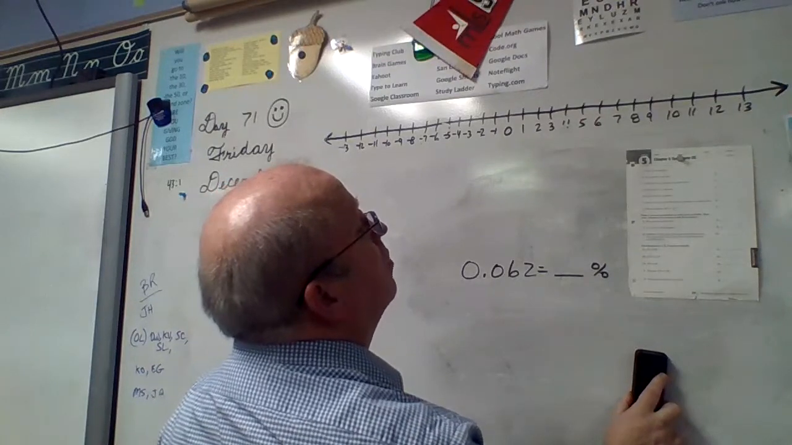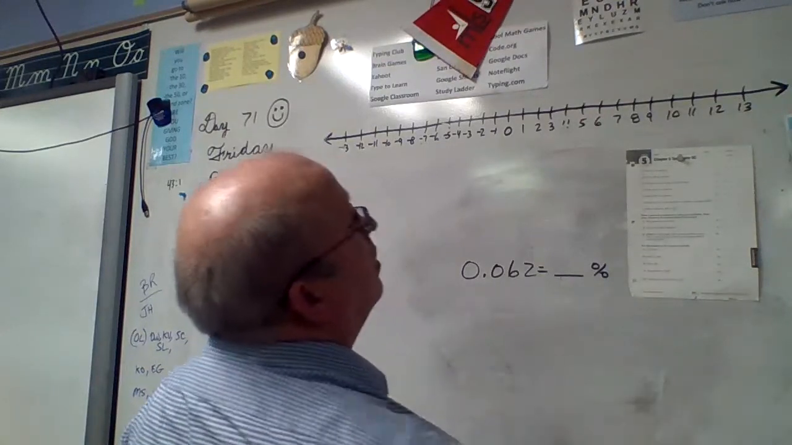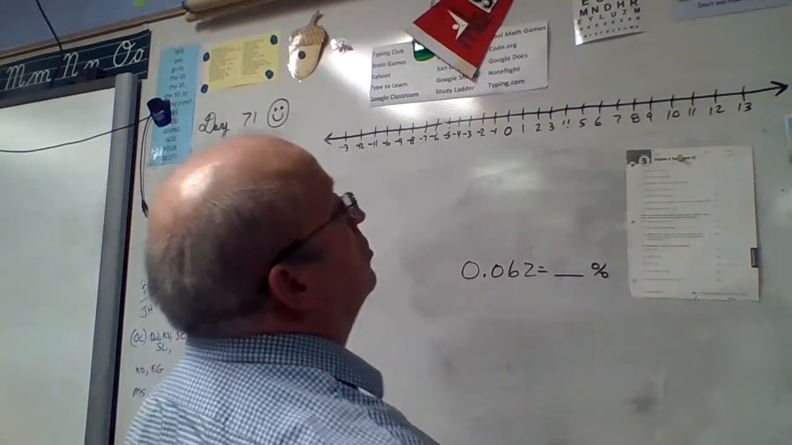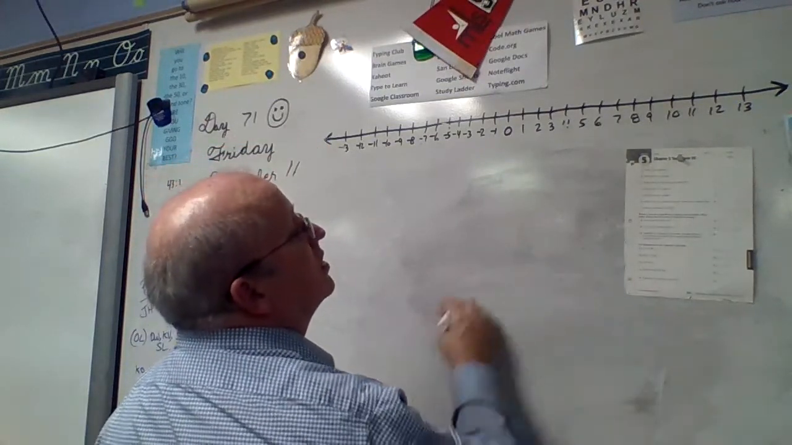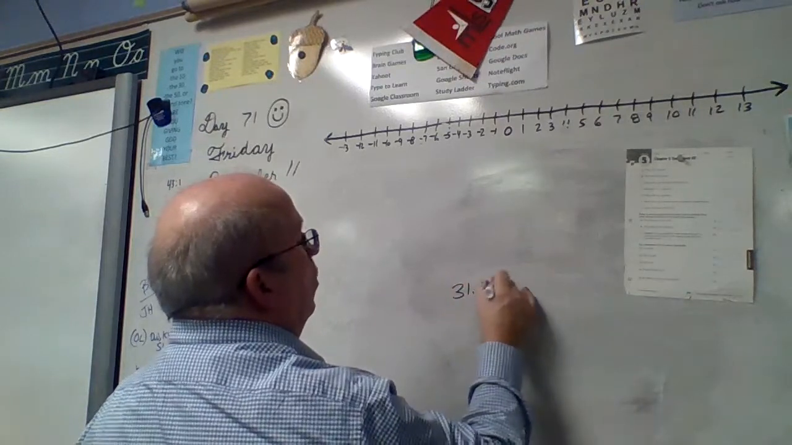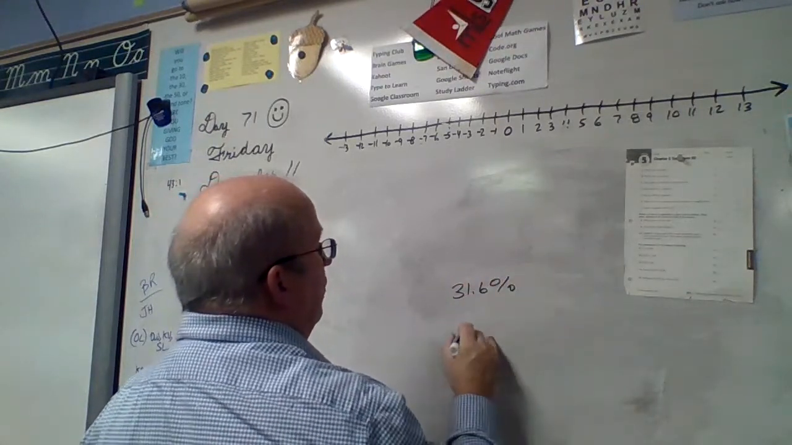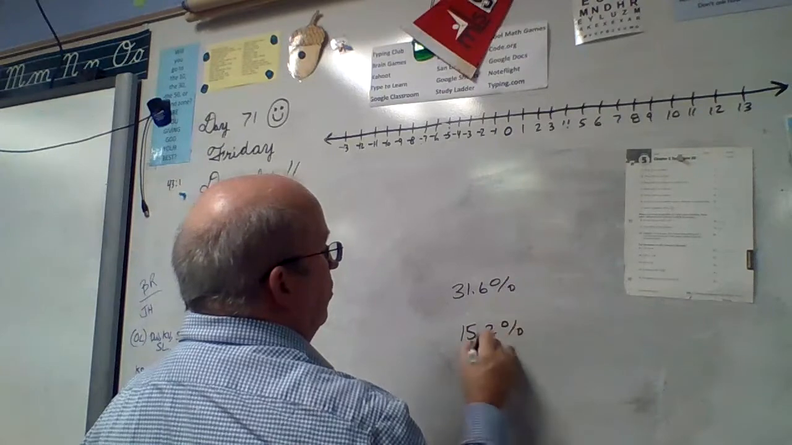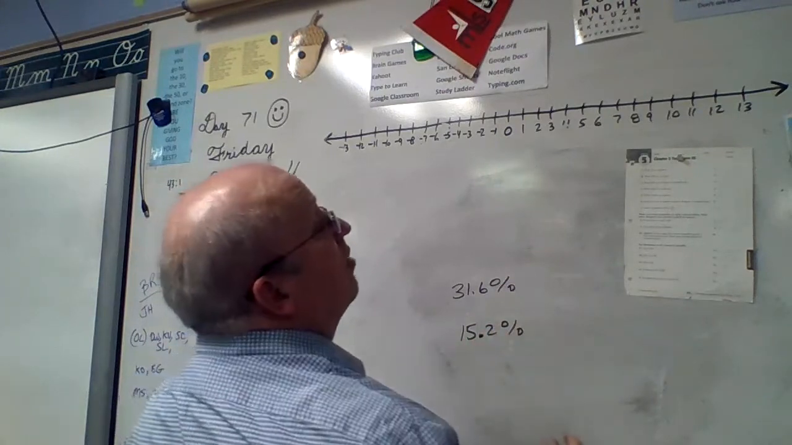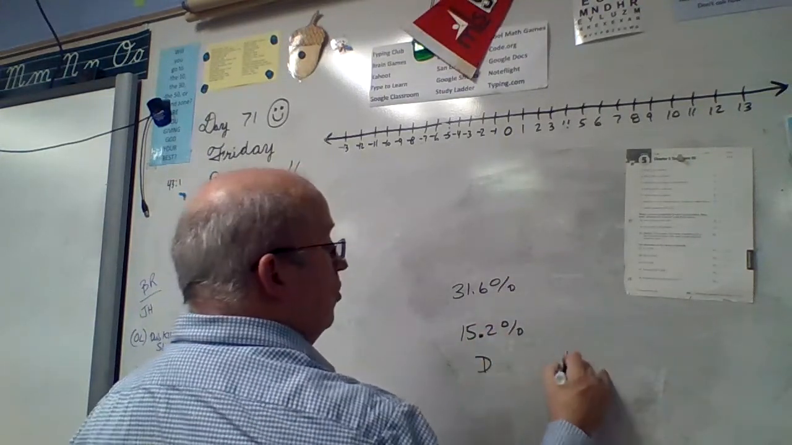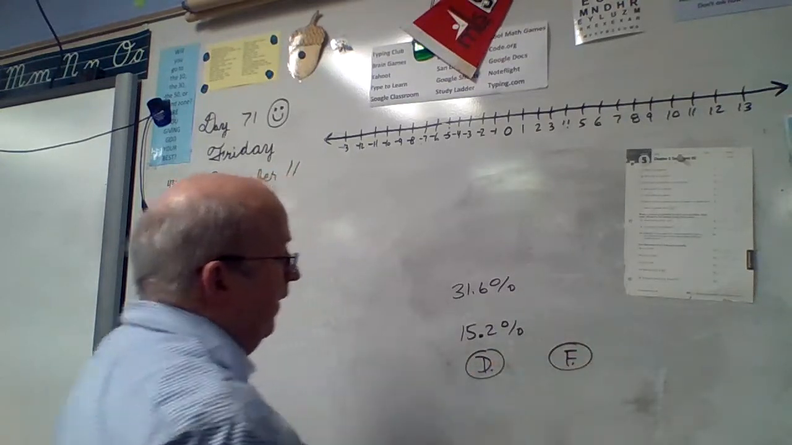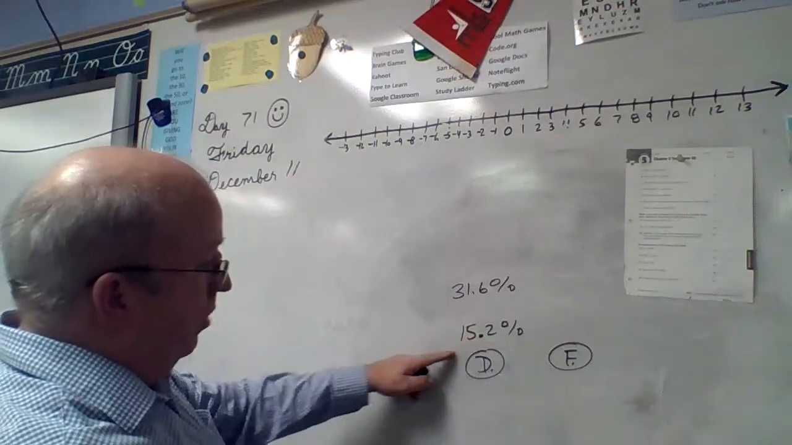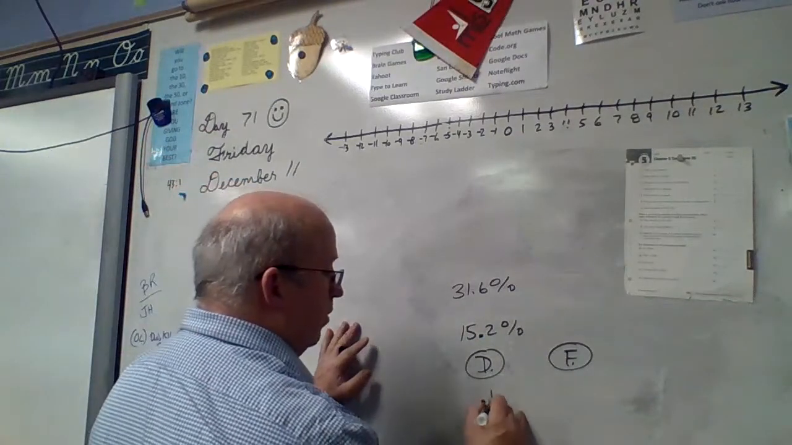About number 6, write 31.6% as a decimal and as a fraction in simplest form. 31.6. Well, I'm not going to do that one, but I'll do one similar. What if I had 15.2%? I want it as a decimal and as a fraction. 2 different answers I've got to seek here. Decimal and fraction, right? For the decimal, I'm just moving the decimal point 2 places to the left.